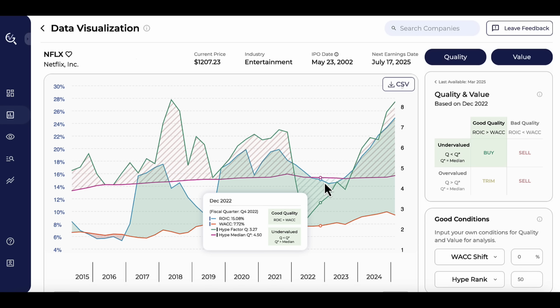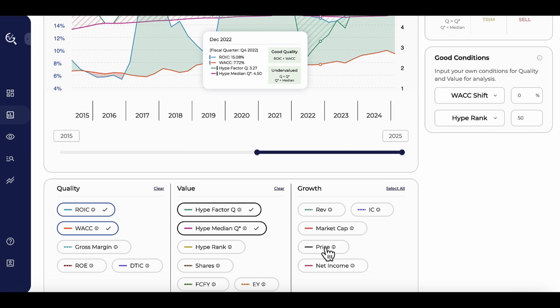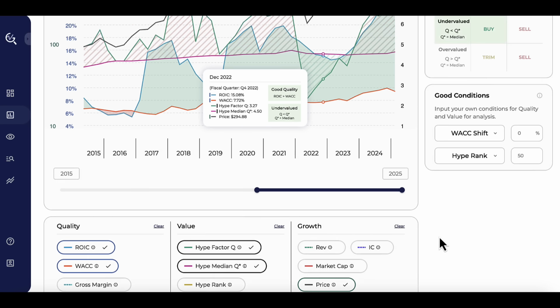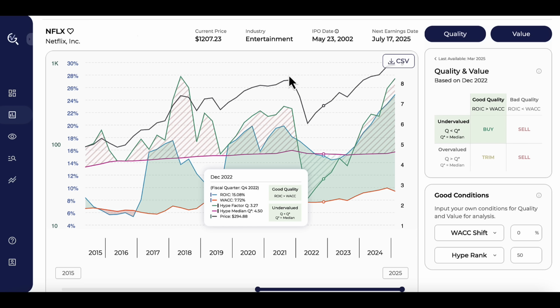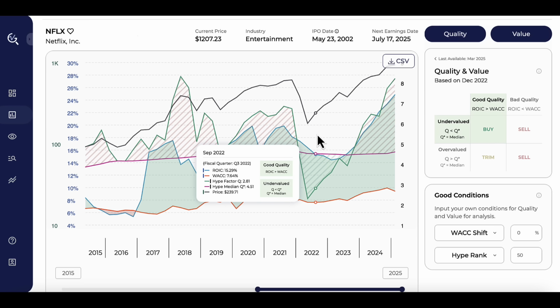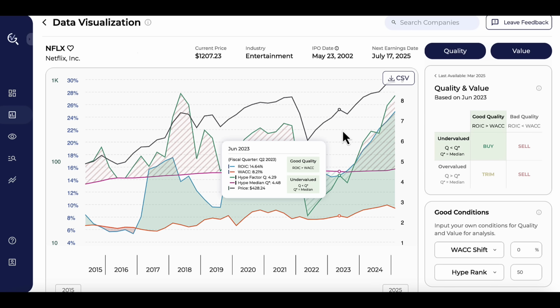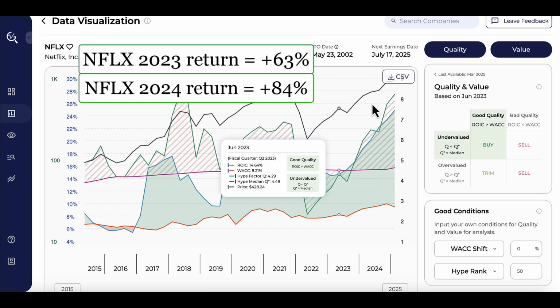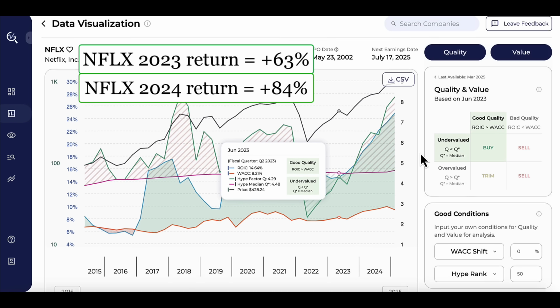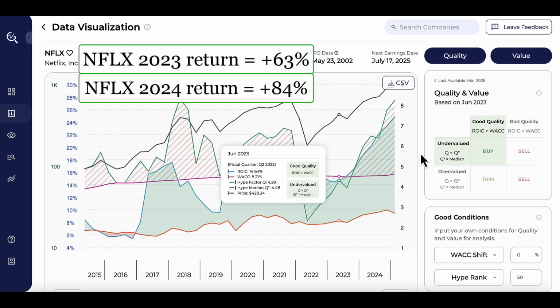So back in 2022, we see the company was good quality and undervalued in this case. And so that could have been a good buying opportunity. So how would that have done? So if we go down here and click on price, we see, yes, there was a crash in price and the hype factor crashed down. And so if we were to get in 2022, even 2023, while we were still undervalued, you could see we would have had great returns buying Netflix. So that's one example where the strategy works quite nicely.